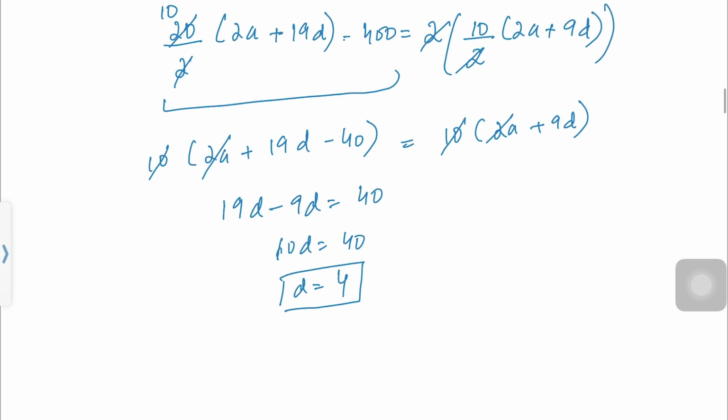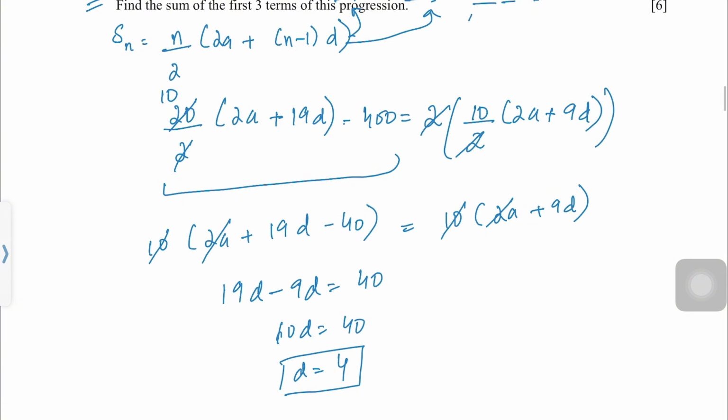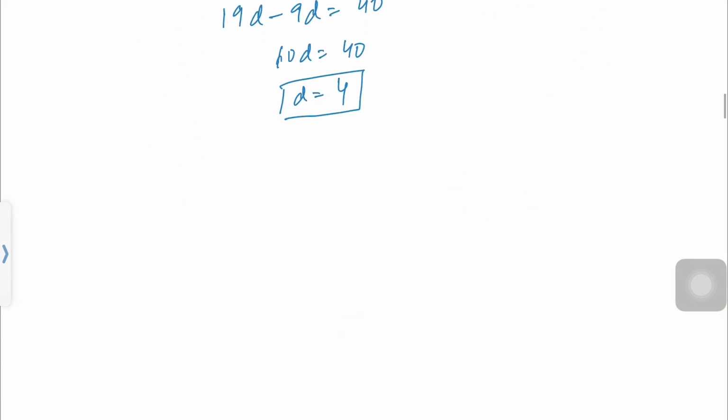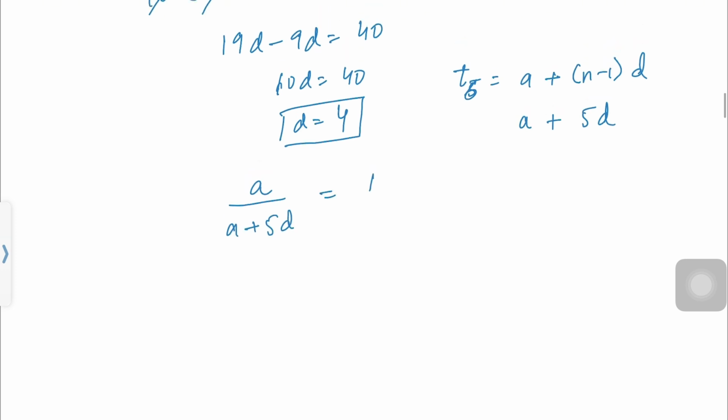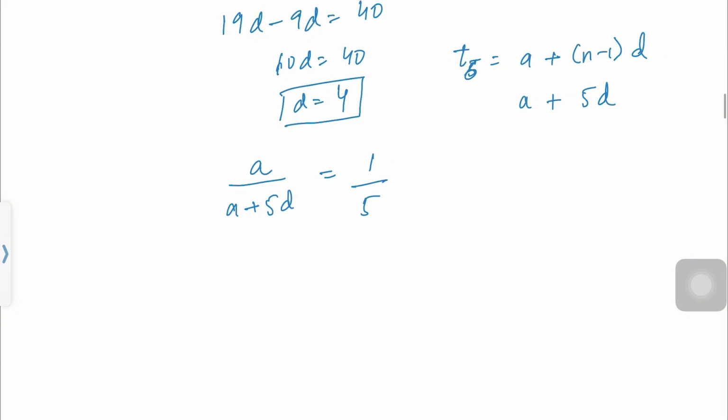We need to calculate our a. So for calculating our a, this is given. First term can be written as A. Sixth term can be written as T6, sorry, A plus n minus 1 D. So A is our A, then n minus 1 would be 6 minus 1, 5, and then D. So this would be A plus 5D as 1 is to 5. So this ratio is given, we'll be cross multiplying it. This would be 5A equal to A plus 5D.